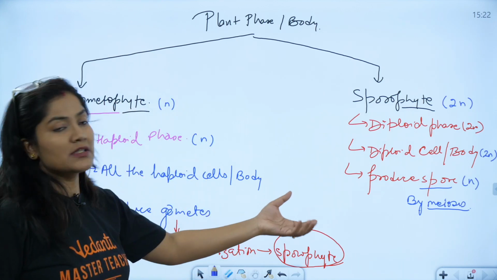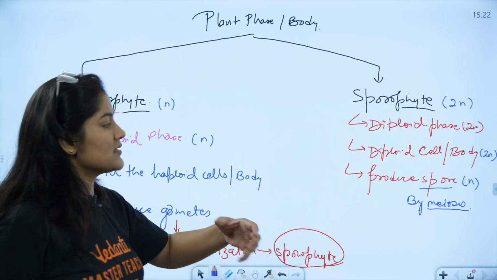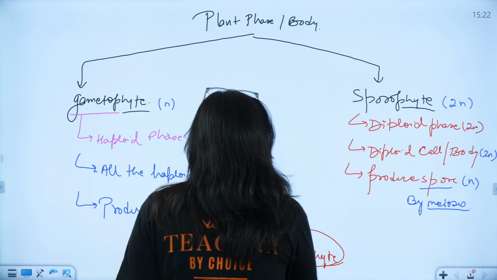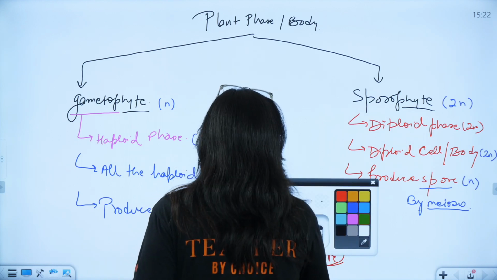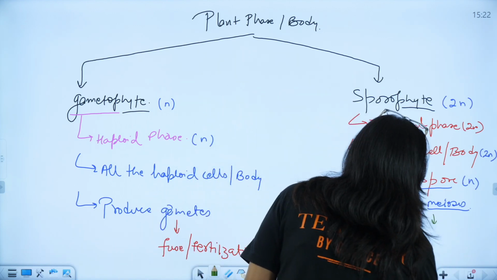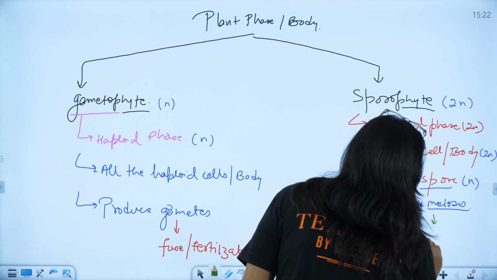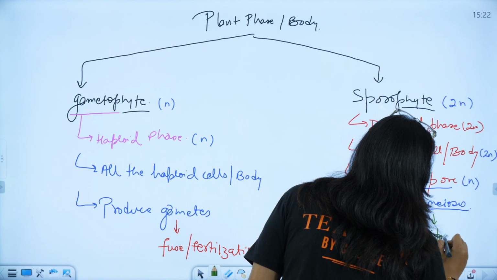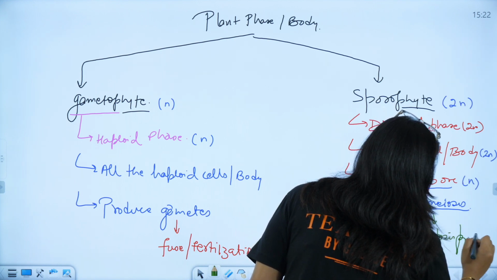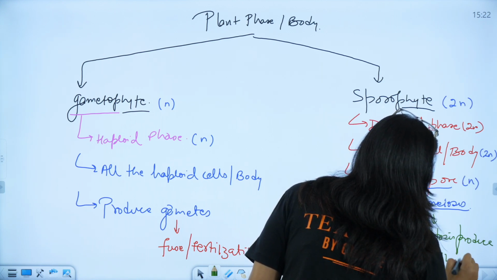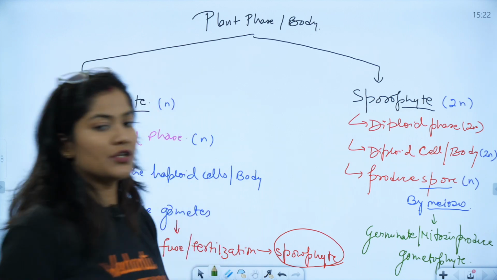These spore mother cells will undergo division and result in the formation of haploid cells known as spores. What is the function of these spores? The spores will germinate, or you can simply say that they will undergo mitosis to produce the gametophyte. So this is how your alternation of generation is going to occur.